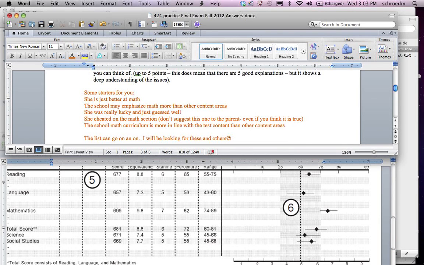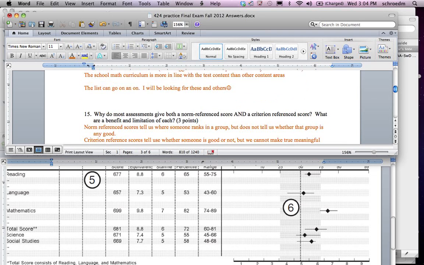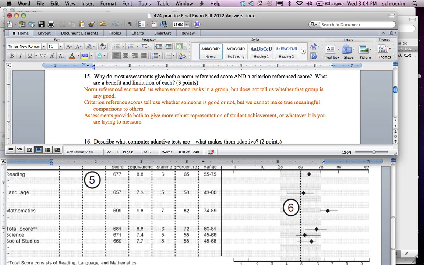Here's a list of some. She's just better at math. The school's curriculum is more geared towards math. She just got lucky and guessed. She cheated. Again, don't say that to the parent, but you could be thinking it. Or the school math curriculum is much more aligned, a lot easier to align mathematics with national standards or state standards or whatever standards this test is appealing to than the other content areas. And you can go on with a lot of other ones, so I will be looking for all sorts of stuff like that.